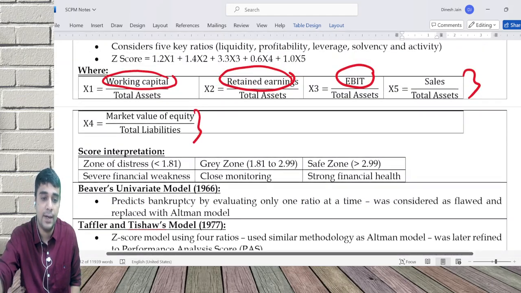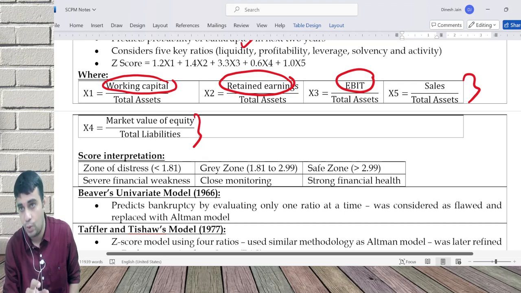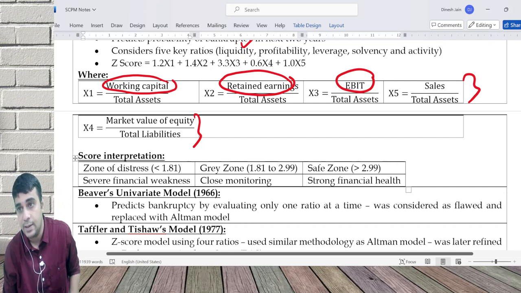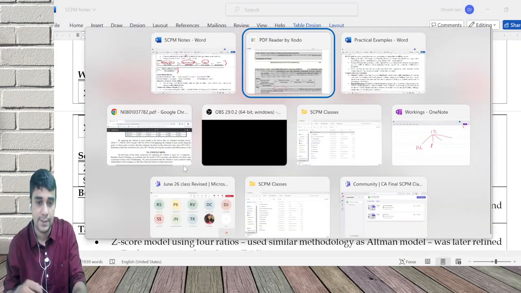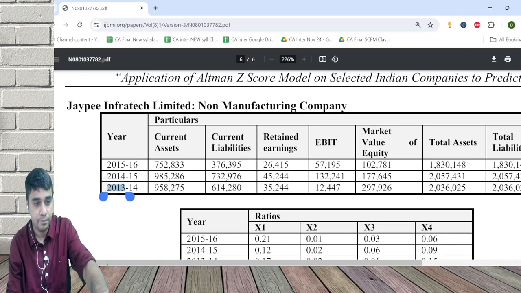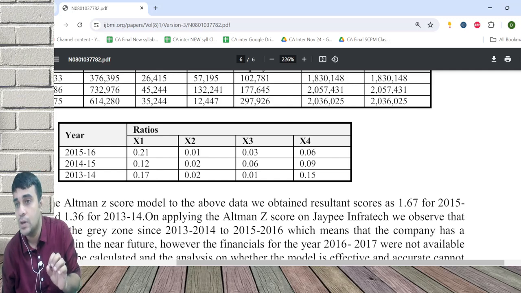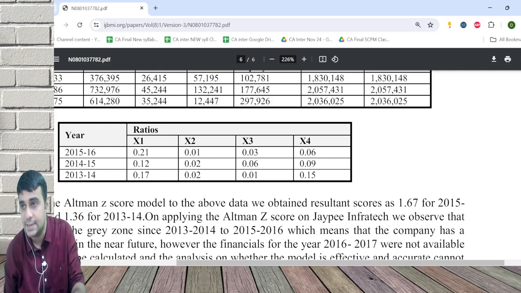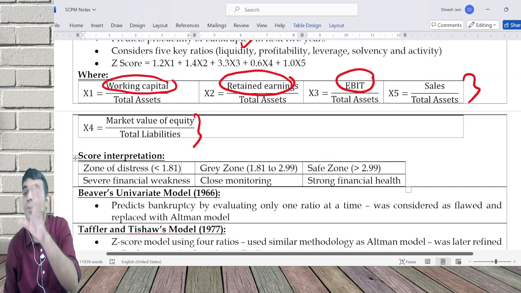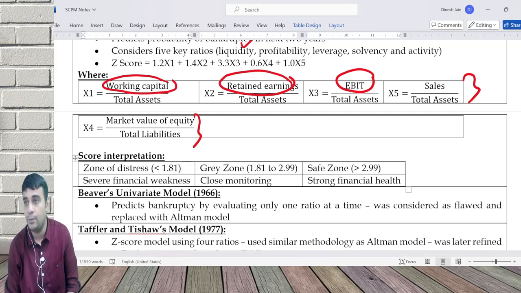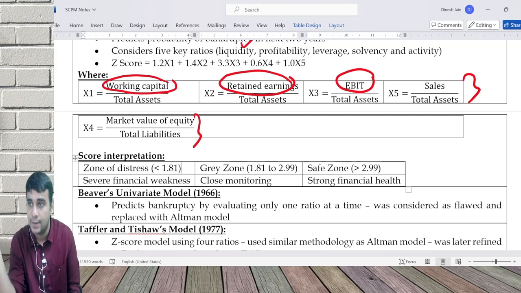2-3 things you'll still have to understand. After you calculate a score, if you get a score less than 1.81, for example, JP Infratech, the score was 1.67. If the score is less than 1.81, you are in the zone of distress. You have to remember this. This they will not ask you in the exam. Less than 1.81, you are in what? Zone of distress. Between 1.81 and 2.99, you are on the wall. You may fall this side, you may fall the other side. You are on the wall.